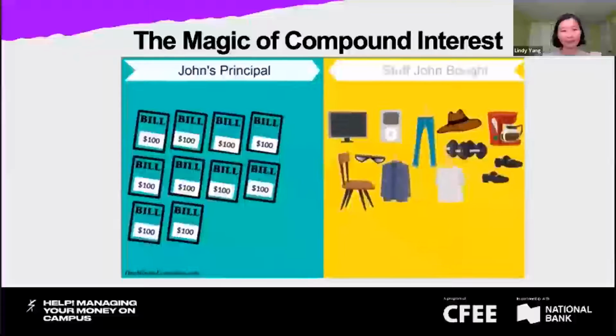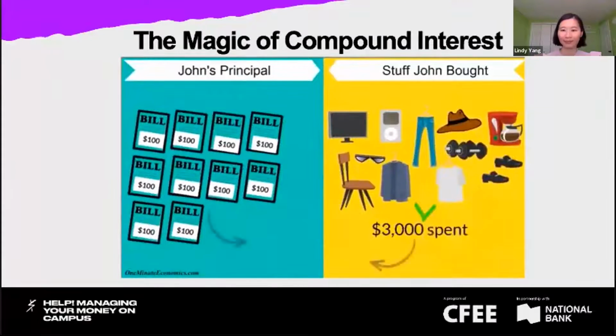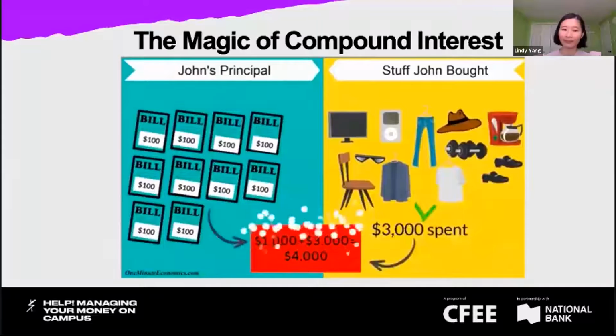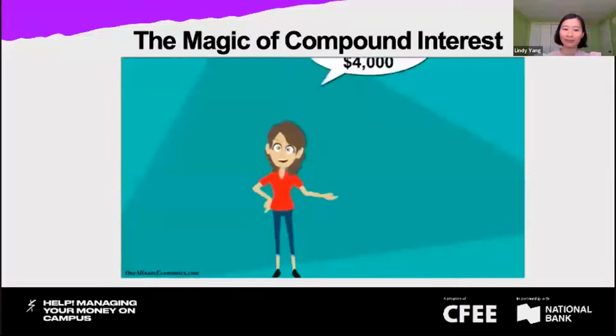So his principal and the returns he made amount to $100 multiplied by 30, so another $3,000, a grand total of $4,000 that he made over 30 years. Lisa, on the other hand, will make more.